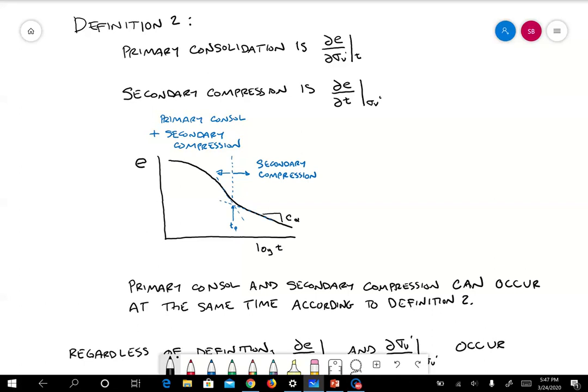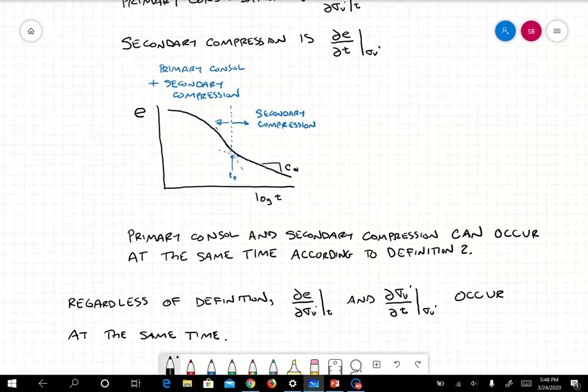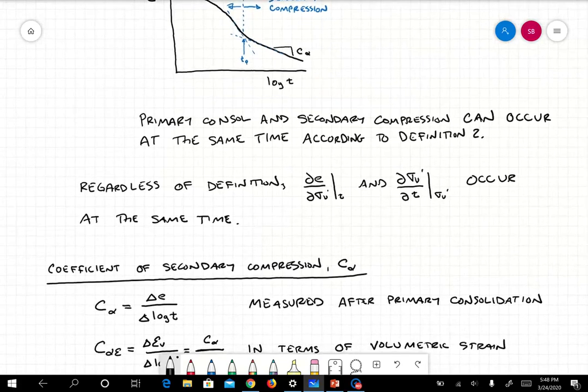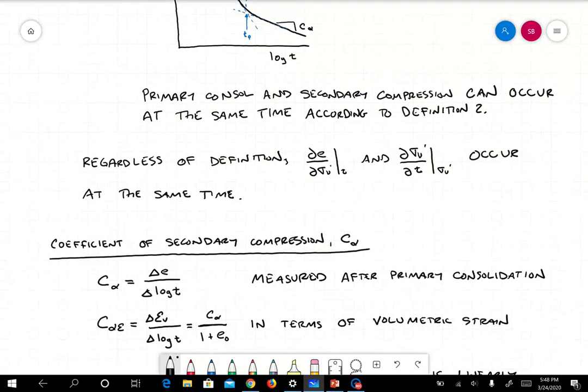So when you have this loading sequence and then you add another loading sequence, the secondary compression that was occurring just continues to occur. Maybe it changes a little bit as a result of stress changes or something like that, but it doesn't stop suddenly and then resume when you reach TP again. So I think that definition has a little bit more rigor when it comes to the actual mechanisms that are controlling the soil behavior.